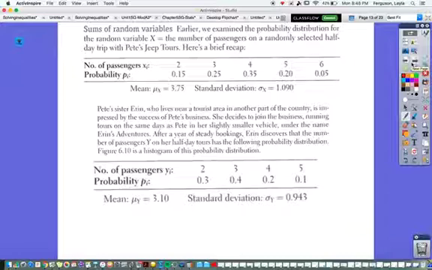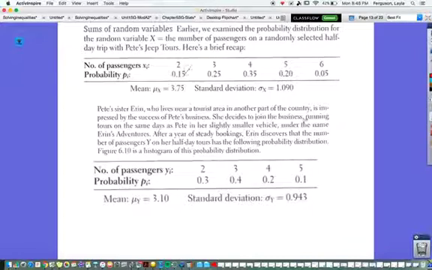So earlier we examined the probability distribution for the random variable X equals the number of passengers on a randomly selected half-day trip with Pete's Jeep Tours. Here's a brief recap. So we said this was our table of probabilities having to do with the number of passengers, and we knew what the mean was and what the standard deviation was for those passengers.